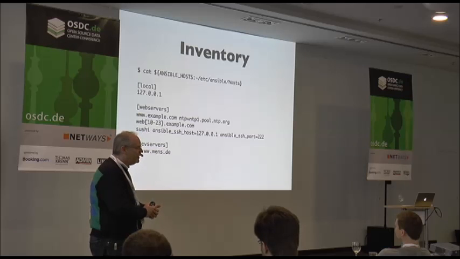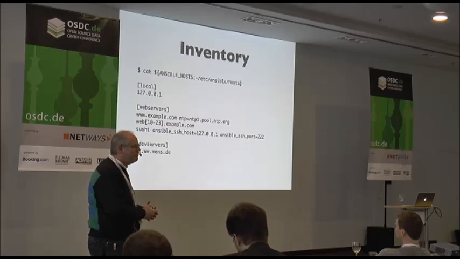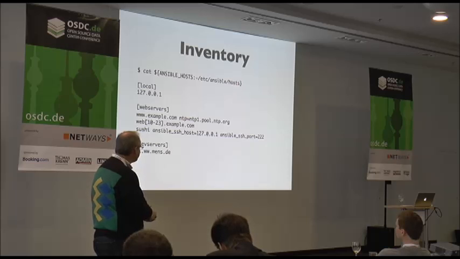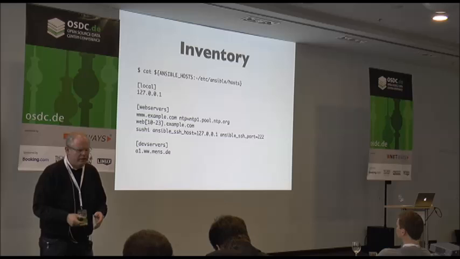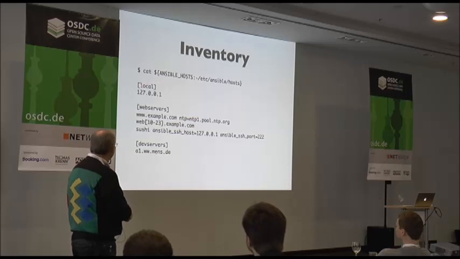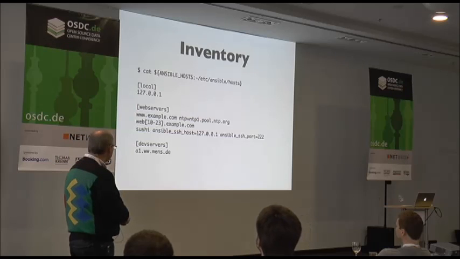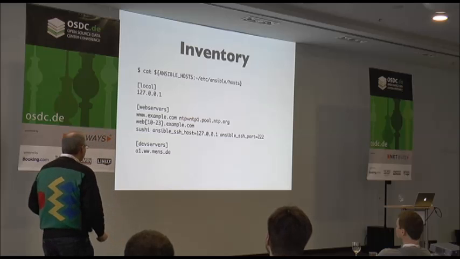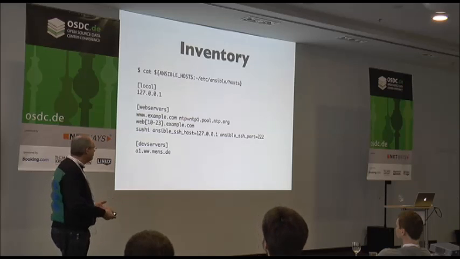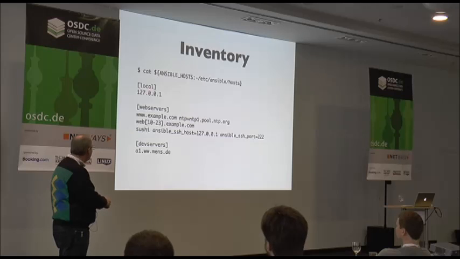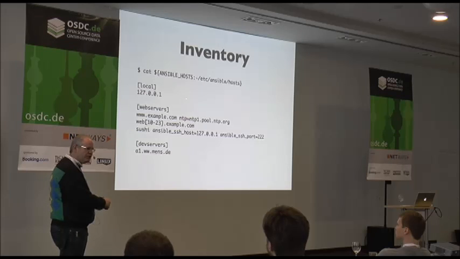Now, the inventory file of Ansible is an INI-type file, and by default it's called hosts. Actually, that's the content of this variable. And this INI-type file has groups. In this example, we have 3 groups. One is called local, one is called webservers, one is called dev servers. And groups of machines contain host names or addresses. So, for example, in the group local, we have a host called 127.0.0.1. In the group webservers, we have www.example.com, and we have web10 through web23.